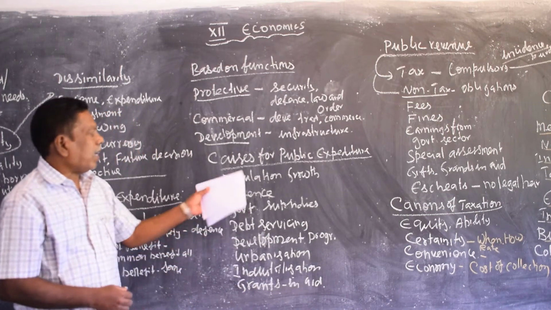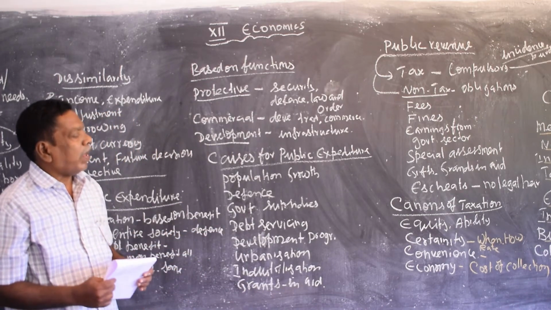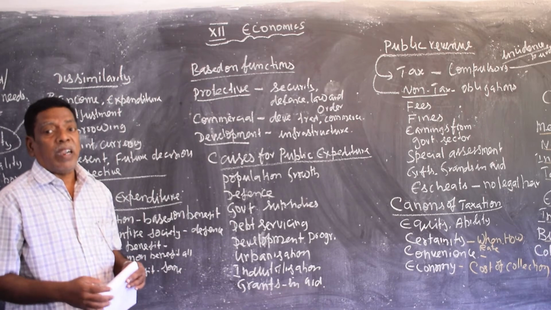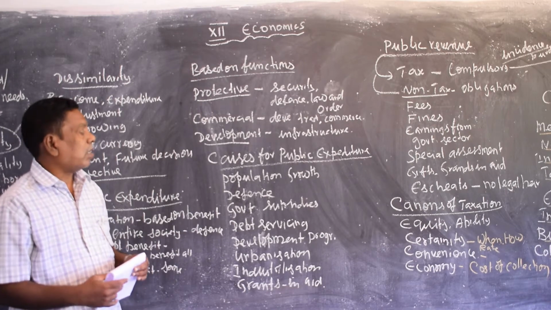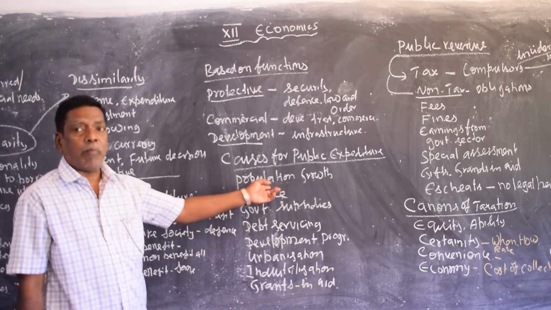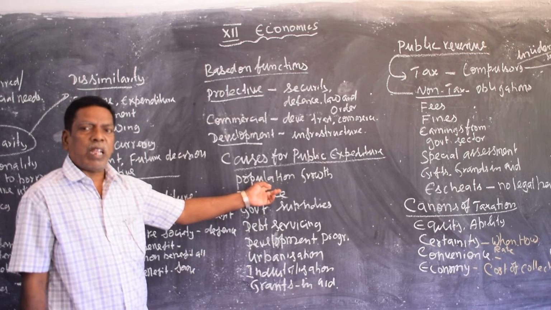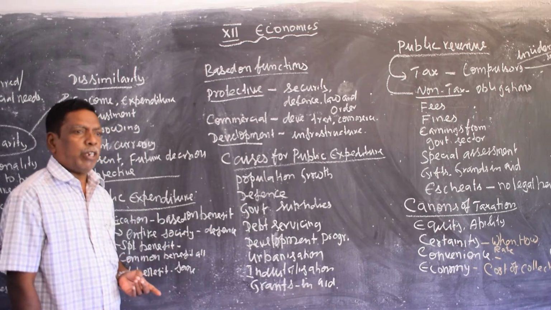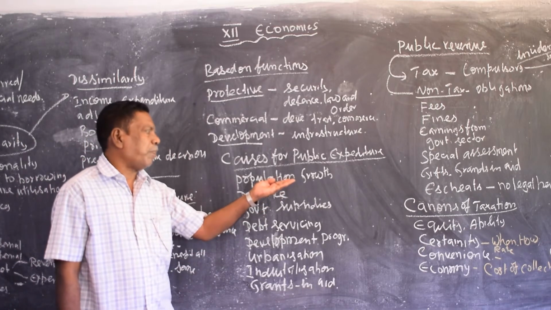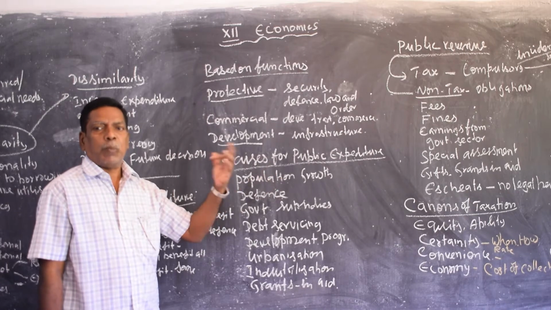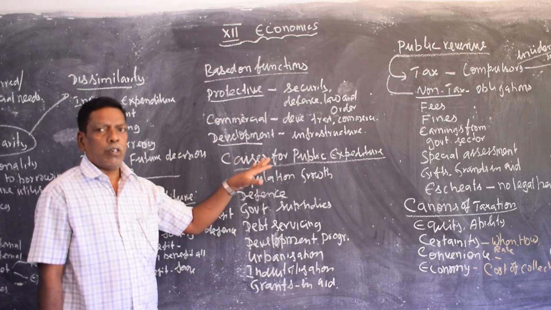Now, the next level will be the reasons for public expenditure. Why does the public authority have to spend heavily on the people? What is the reason for it? These are the following. Number 1, ever growing population. The number keeps on developing. From the time of our population enumeration, the population keeps on growing, and when the population is growing, it needs many things, and the public authority has to spend.